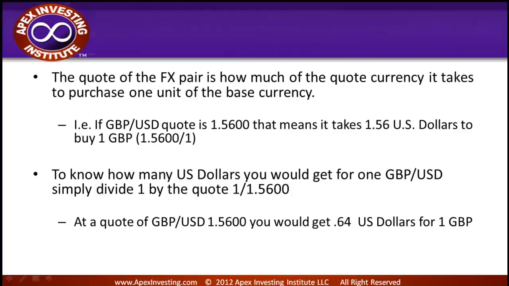The quote of the FX pair is how much of the quote currency it takes to purchase 1 unit of the base currency. So if the pound dollar is quoting at 1.5600, that means it takes $1.56 in US dollars to buy 1 pound. To know how many pounds you would get for 1 dollar, simply divide 1 by the quote. So 1 divided by 1.56, and you'd get about 64 pence for 1 dollar.